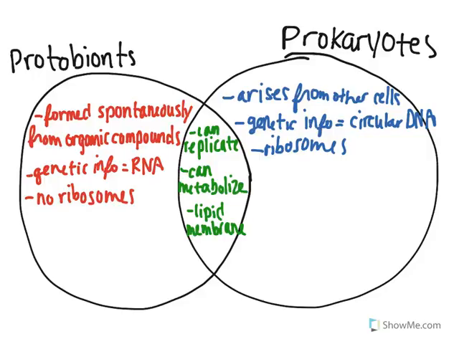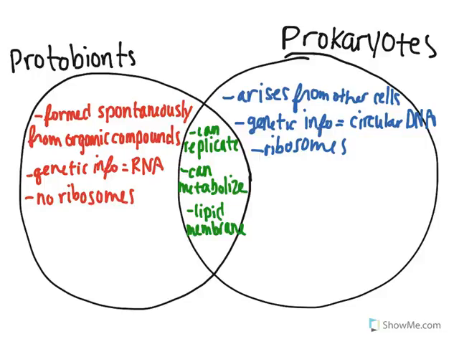The reason that protobionts were able to beat out other molecules evolutionarily was because they were able to replicate. However, replication is a little more difficult when it comes to prokaryotes versus protobionts, because protobionts are using what are called ribozymes. That's a little different than current cells.